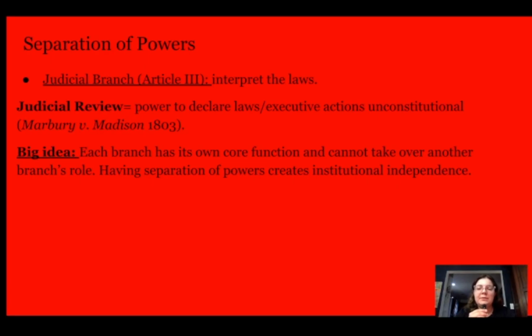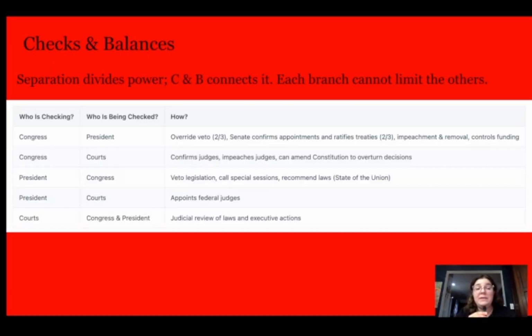So the big idea in separation of powers is each branch has its own core function and purpose. They cannot take over one another. Having separation of powers creates institutional independence and clear lines of authority. Next, we have checks and balances. Separation divides power into the three branches, and checks and balances helps to connect it, so each branch cannot be limited by the others alone. You can check out the table below to see who is checking, who is being checked, and some examples of checks and balances.